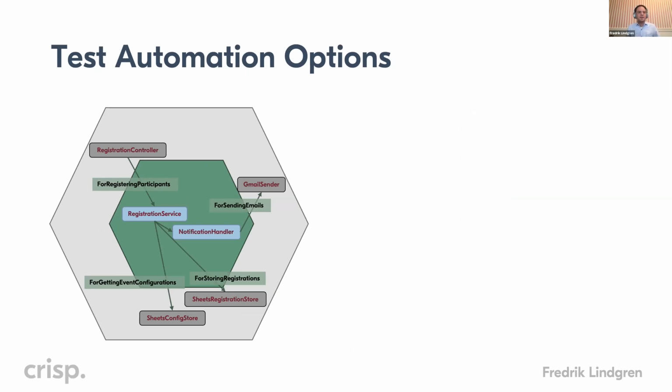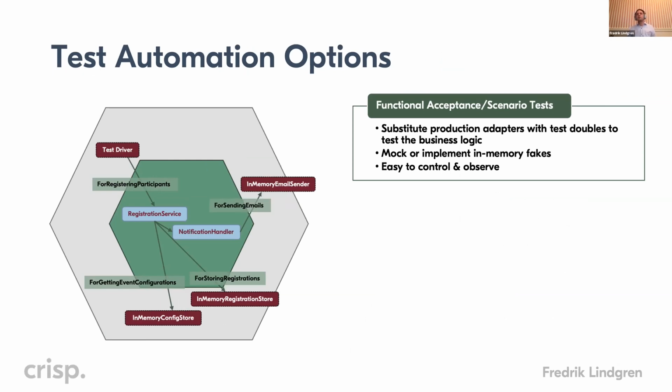Okay, so when automating tests here, what are the options? Well, for functional acceptance or scenario tests, what you can do is substitute the production adapters with testables, so that you can test the application logic really easily. And for those testables, you could decide whether you want to use a mocking framework or build your homegrown in-memory fakes. It depends on the complexity of the port and whether you like mocking frameworks or not.